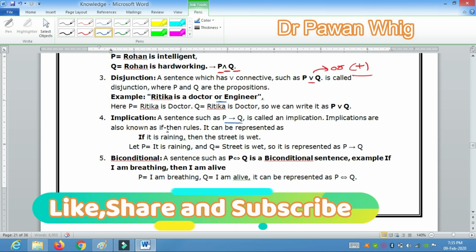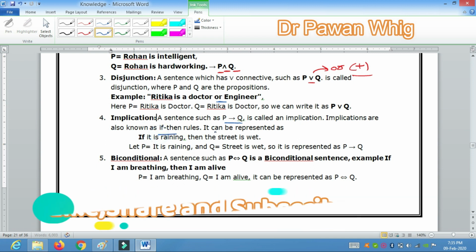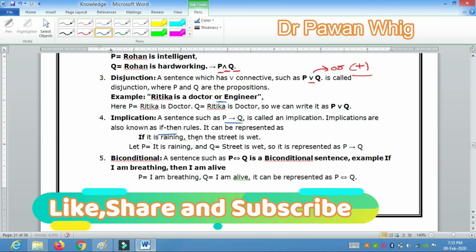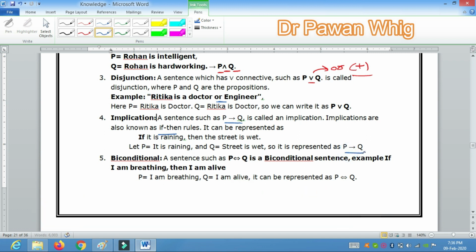Implications are also if-then. If then means, if it is raining, then the street is wet. So streets are wet only if there is raining. So this is represented by P implies Q.